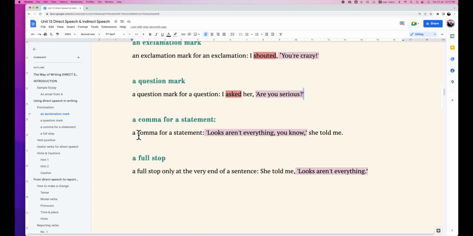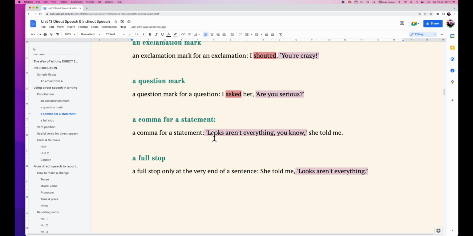Then what about a comma? When should we use a comma in direct speech? Let's take a look. A comma is for a statement. For example, "Looks aren't everything, you know." This direct speech has actually finished. It's a complete sentence. However, we will not put a full stop here. Instead, we will use a comma. So open quotation mark, and the comma is put in front of the closing quotation mark. And then, she told me, full stop.